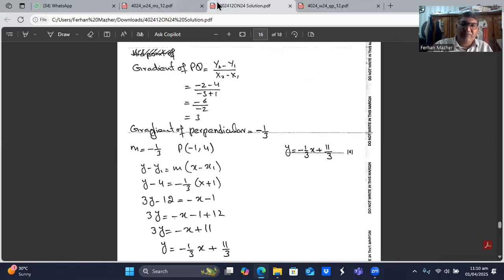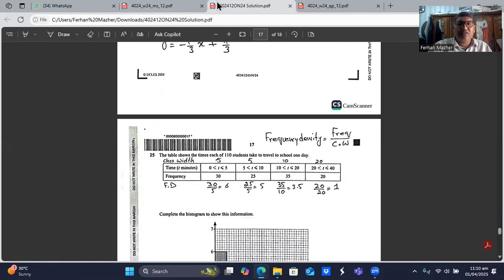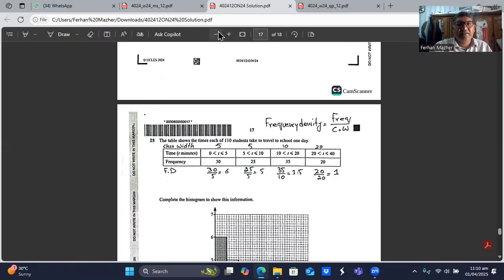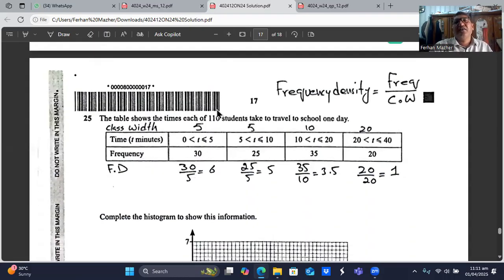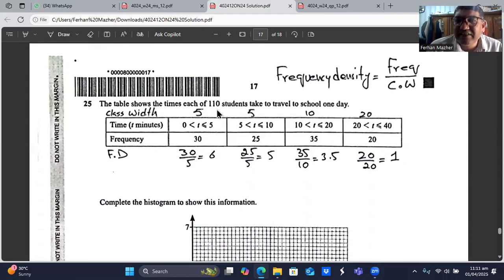So first of all, I will find out the frequency density. Okay. The formula for the frequency density is that the frequency density is equal to the frequency divided by the class width. So first of all, I have noted down here the class width of each class. This class width is 5. This class width is 5. This class width is 10. This class width is 20.